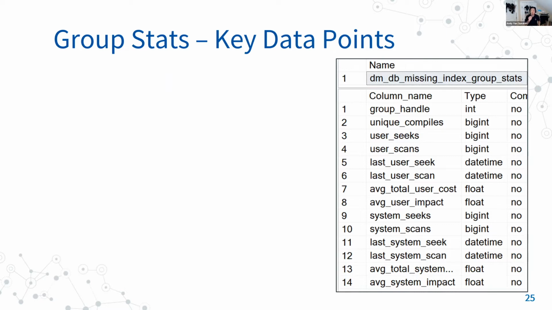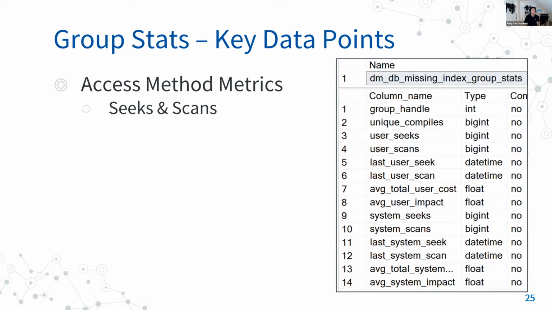First, we have the dm_db_missing_index_group_stats DMV. Of the key columns here, what's most useful to us are the seeks and the scans, the user seeks and the user scans. Usually we don't care about system seeks and system scan information. But this gives us a sense of how often this missing index recommendation would improve things, and what types of operations it will improve: these different seek operations and/or scan operations. That's essentially what it boils down to.